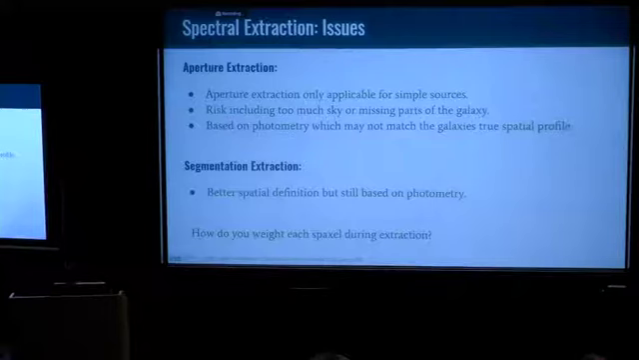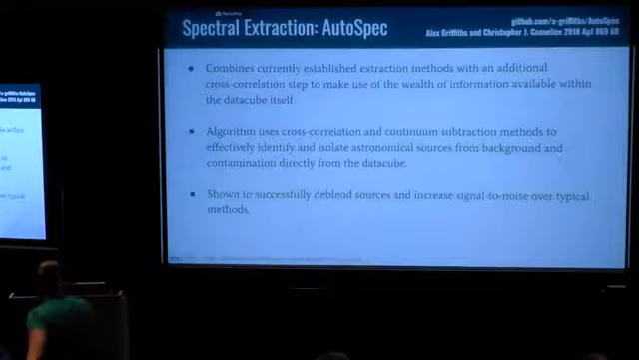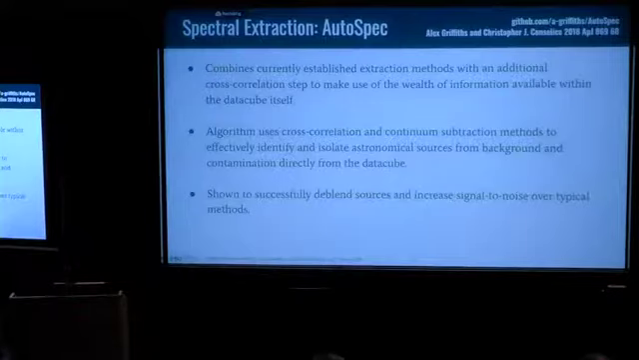So I came up with this software we called AutoSpec. The GitHub repository is here if you want to have a look more, or there's the paper. And essentially what this does is it combines these established extraction methods, so aperture or segmentation, and it extracts a preliminary spectrum using these methods, and then it uses this spectrum as a reference and then goes back to the data cube, and it cross-correlates this spectrum with every spectrum within a sort of subcube around the object.